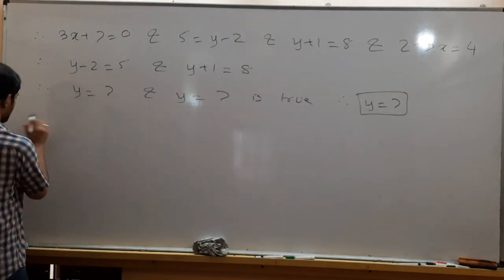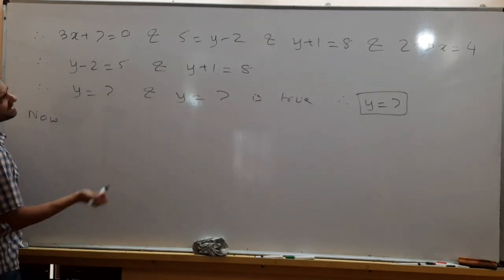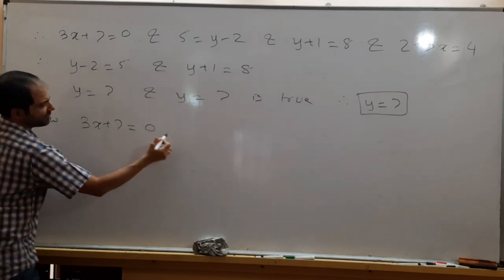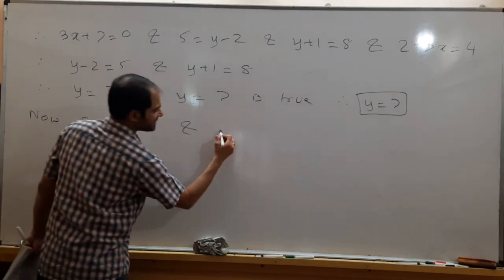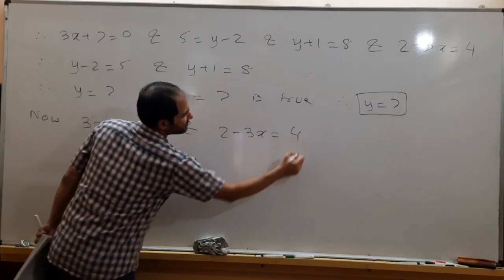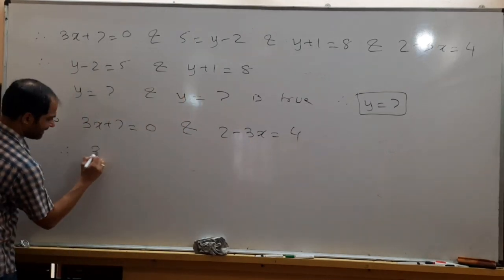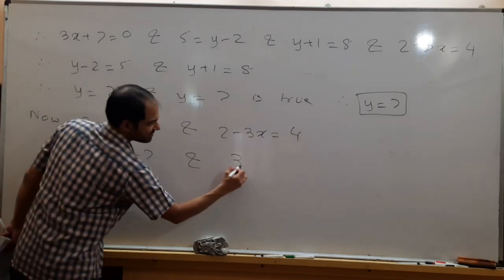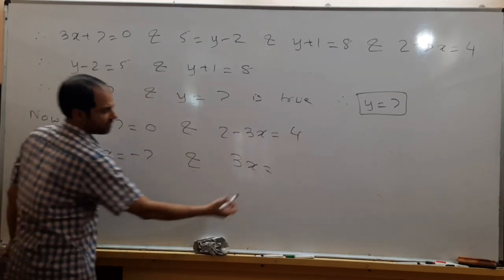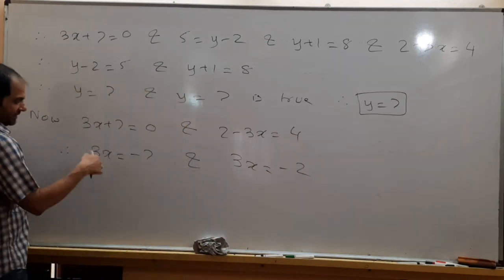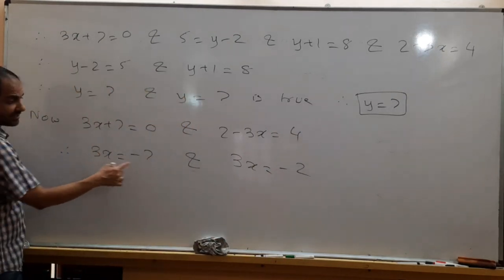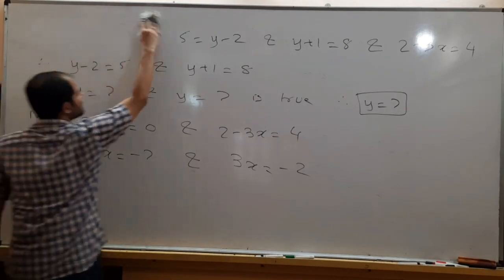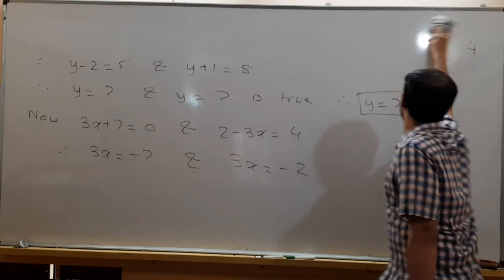Now, we will consider the same logic for x. So 3x plus 7 is 0 and 2 minus 3x is 4. So here I end up getting 3x is minus 7 and 3x is 2 minus 4, that is minus 2. If I solve further, I will get x is equal to minus 7 by 3 and x is equal to minus 2 by 3.